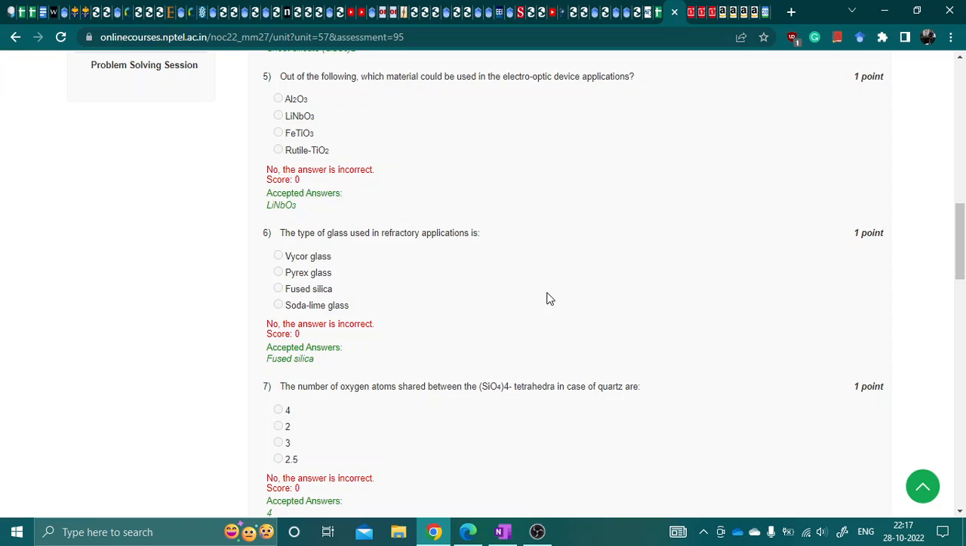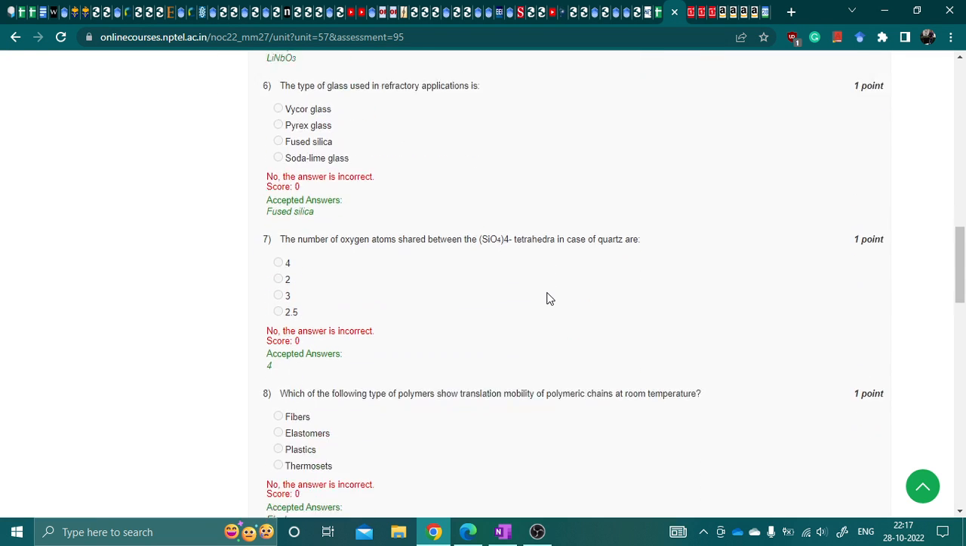So the number of oxygen atoms shared between the SiO4 4- tetrahedra in case of quartz are basically your four sharing oxygen atoms, okay, in quartz. Okay, so that is that.